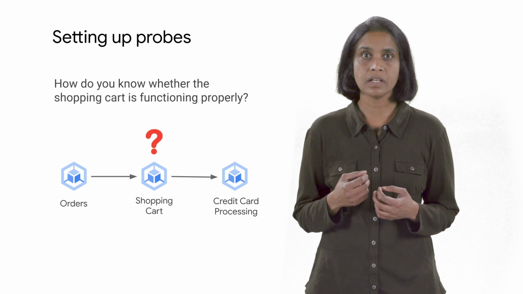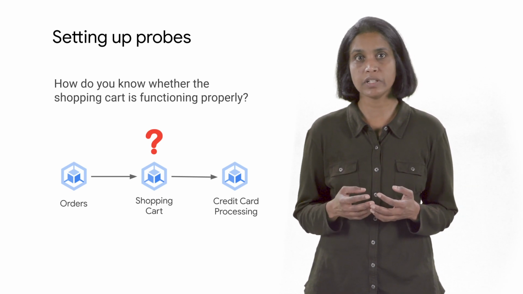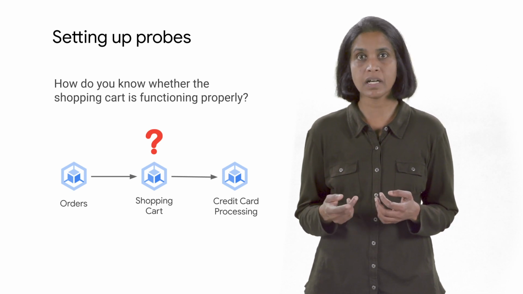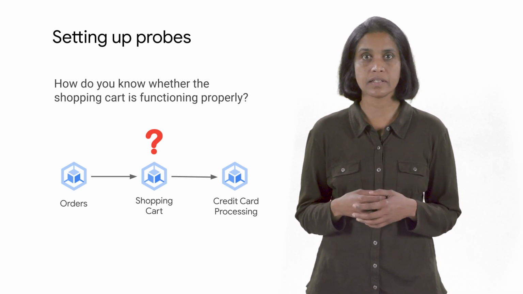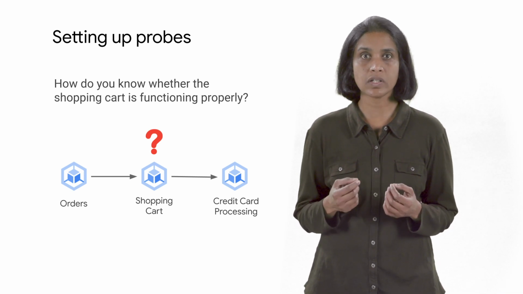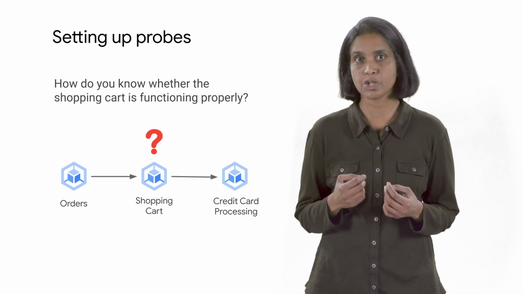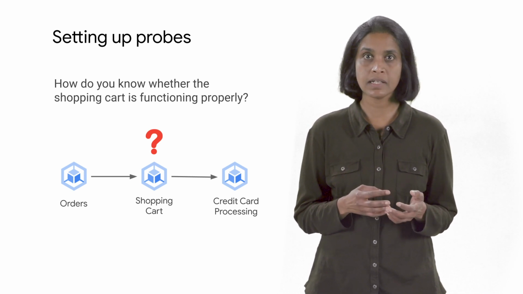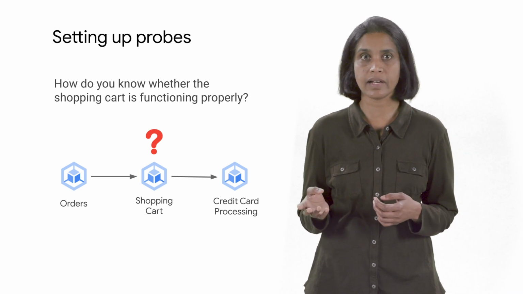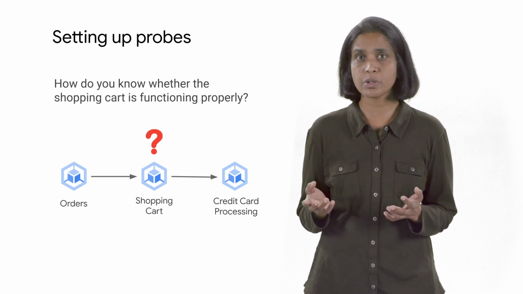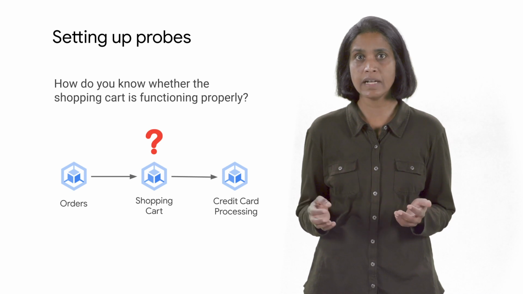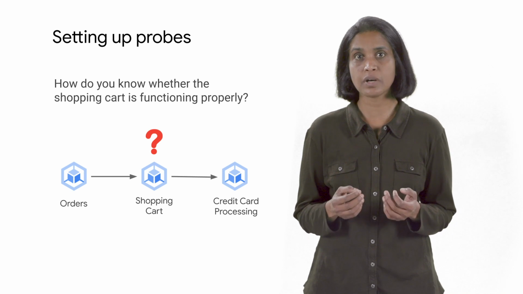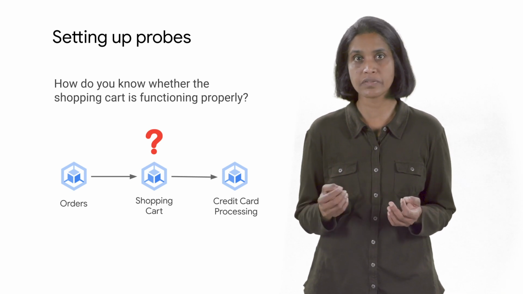In this example, the shopping process is broken down into various microservices such as orders, shopping cart, and credit card processing. It's vital that the orders are saved appropriately in the shopping cart. If the orders aren't saved correctly in the shopping cart, the credit card won't be processed correctly. This might eventually lead to a lost conversion and ultimately lost revenue. Overall, it's essential to have a functional shopping cart microservice.